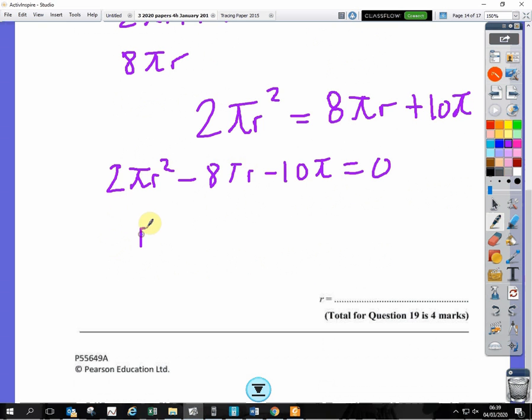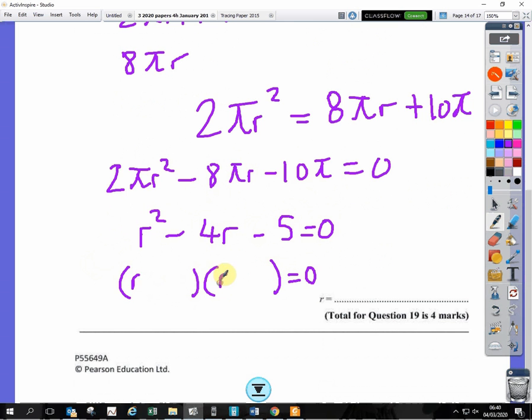If you divide everything by 2 pi, you get r squared minus, so we're going to divide by 2 pi, the pi is going to cancel, that's going to become 4r. And divide by 2 pi, the pi will cancel, and it will become minus 5 equals 0. Okay, you can use the AM method to solve this, or you can use the quadratic formula.